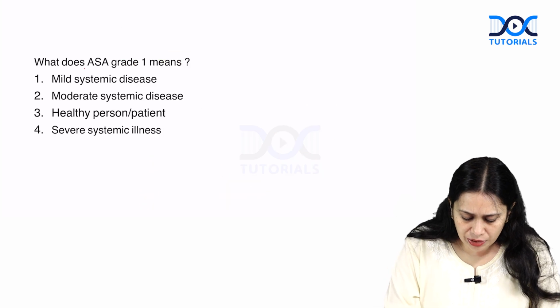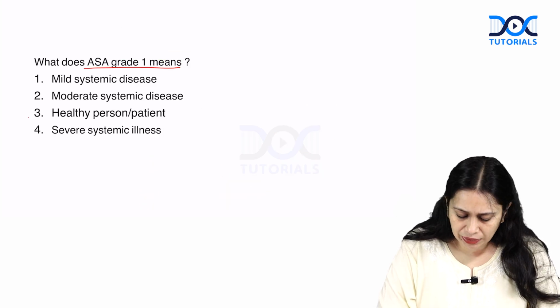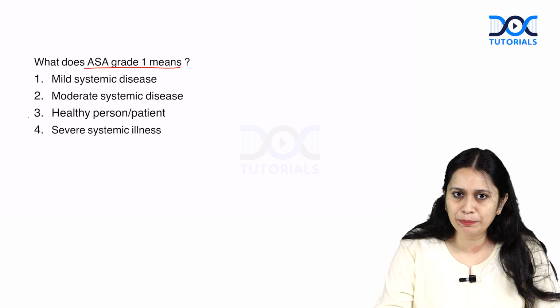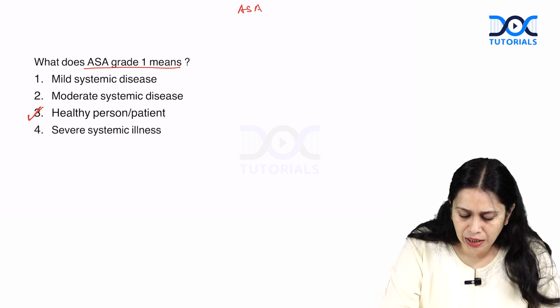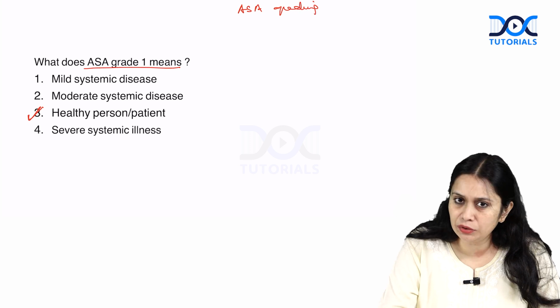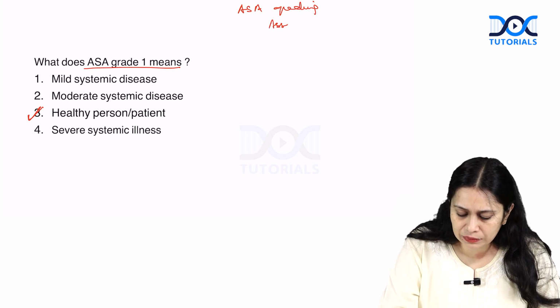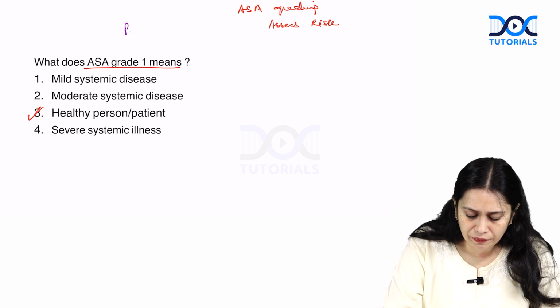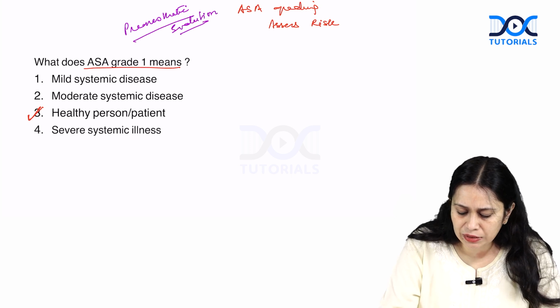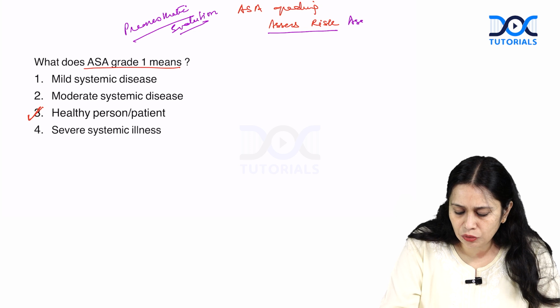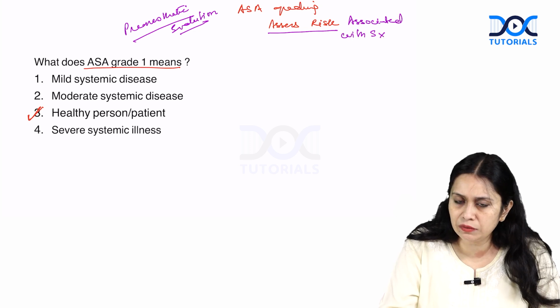Okay, next question. What does ASA grade 1 mean? ASA grade 1 means a healthy patient. ASA grading is commonly asked in exams. ASA grading is used to assess the risk associated with surgery. It's done in the pre-anesthetic evaluation. When we do the pre-anesthetic evaluation, the ASA grading is done to assess the risk associated with surgery.